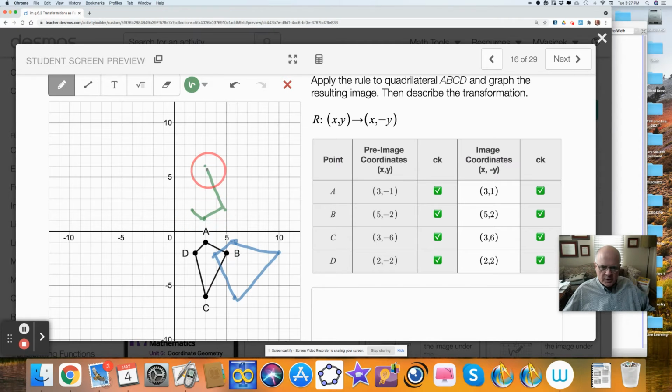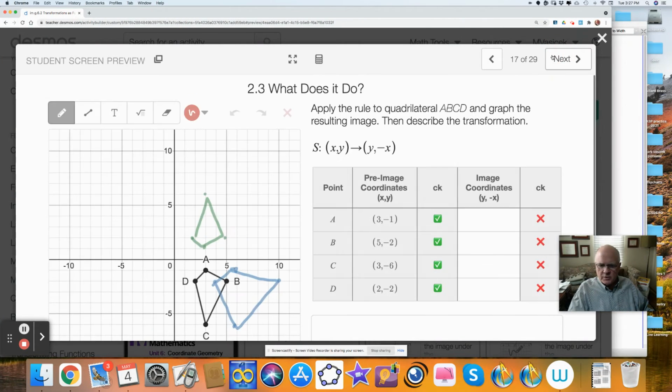And this looks to me like it's a reflection over the x-axis. And if it's a reflection over the x-axis, then the y values would have to be changed, but the x values would stay the same.